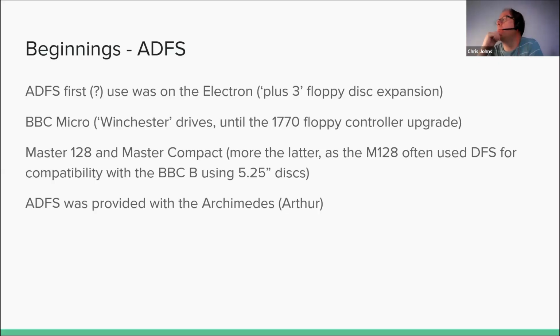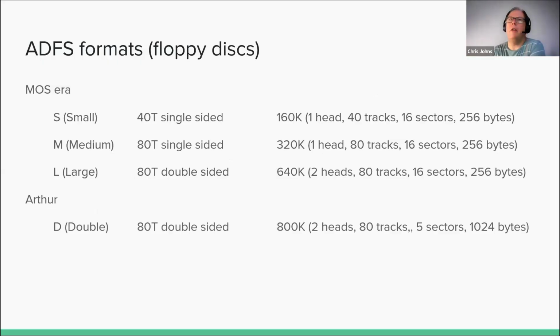Then Arthur, obviously the precursor to RISC-OS, had ADFS as well. The next thing after the Compact, the early Archimedes, was after the Master, so they kept ADFS. Just a slight note here. Obviously, initially, most of these users would have been floppy disks. Hard disks were very, very rare and very, very expensive.